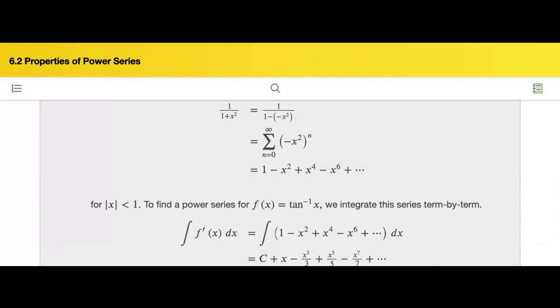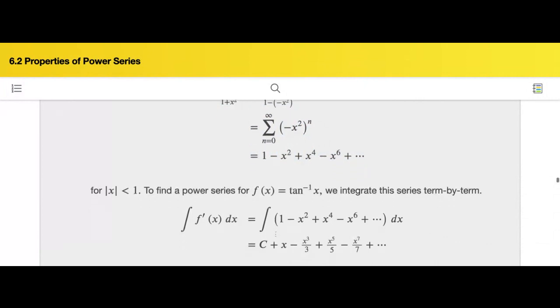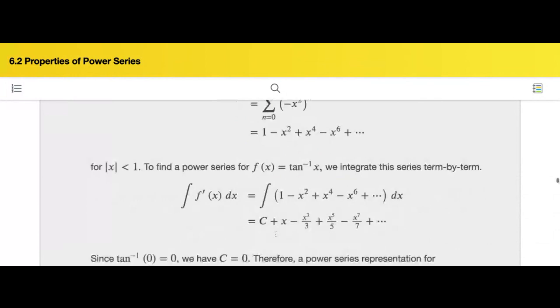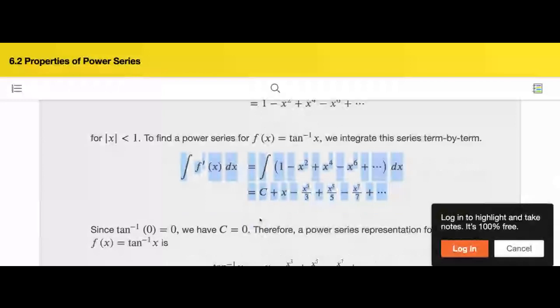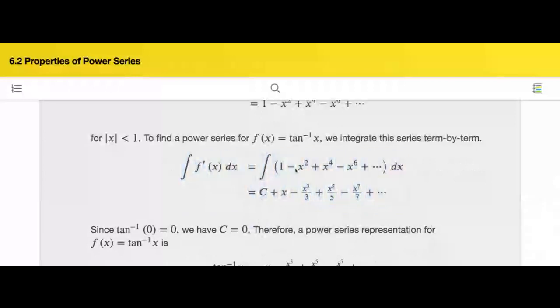To integrate, we just integrate term by term. Indefinite integral, so we start with c, a constant term. Integration of 1 is x, integration of negative x squared is negative x cubed divided by 3, and so on and so forth. Then we can find out c, right? What is c? c is when x equals 0. So arctangent of 0 equals 0, which means the tangent of 0 equals 0. So c equals 0 in this case as well.